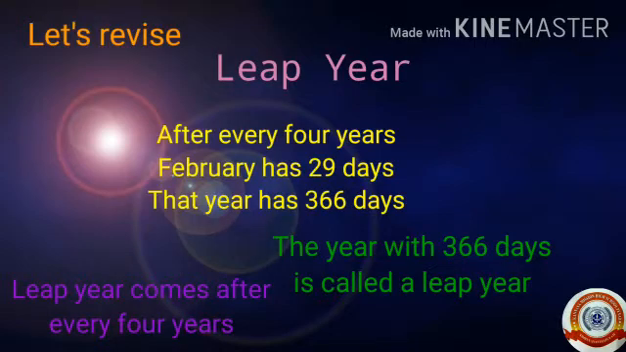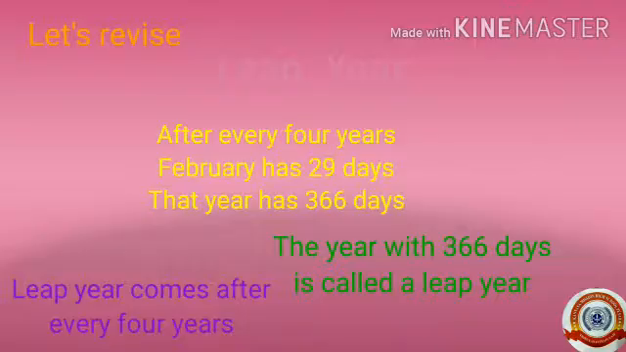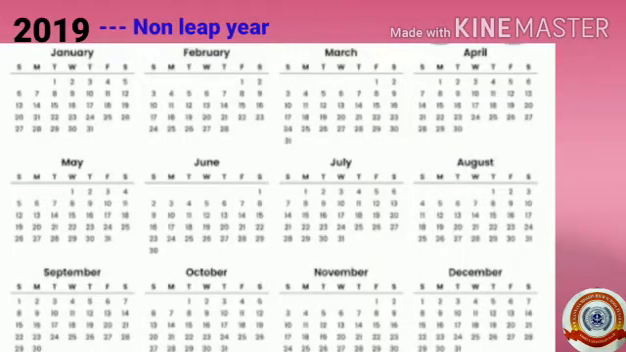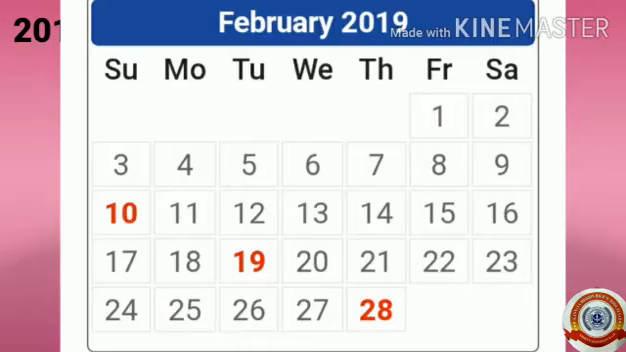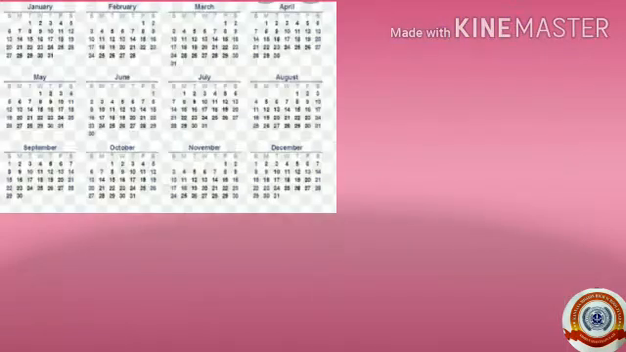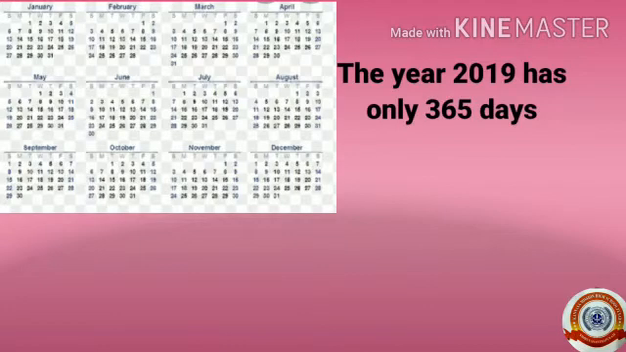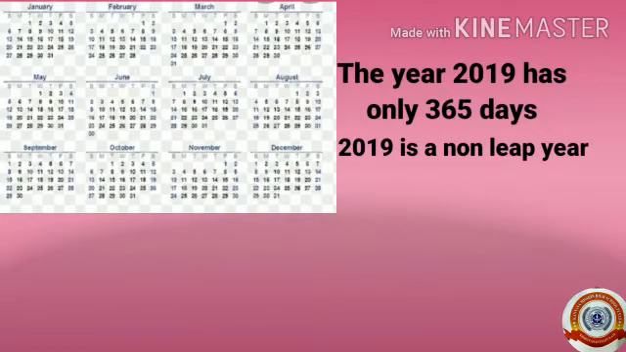Students, let's go to today's session. Look at the calendar of 2019. The year 2019 is a non-leap year. Why is 2019 a non-leap year? Because February 2019 has only 28 days. So, this year has only 365 days. So, the year 2019 is a non-leap year.